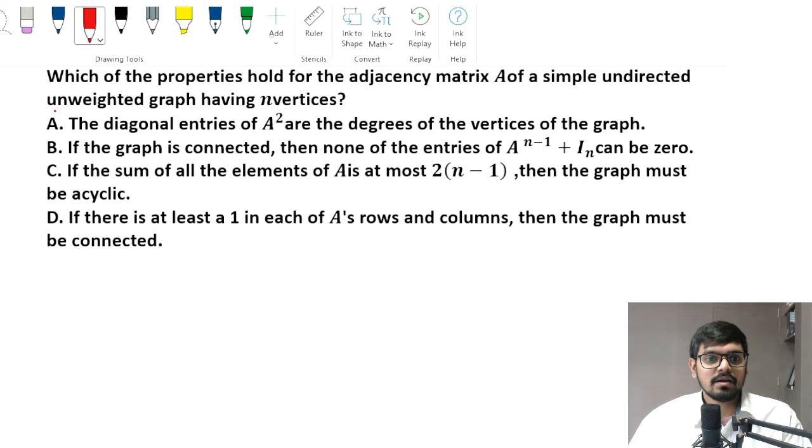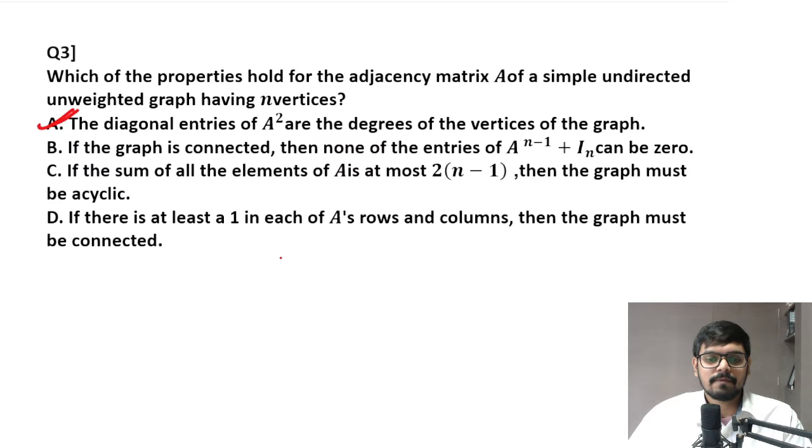Do you remember how beautifully I have explained this thing? Yes, since you are saying A square, it means A square represents the number of walks of length 2. Okay, length 2. So if I am here, how will I get length 2? I go to the next vertex and then come back again.